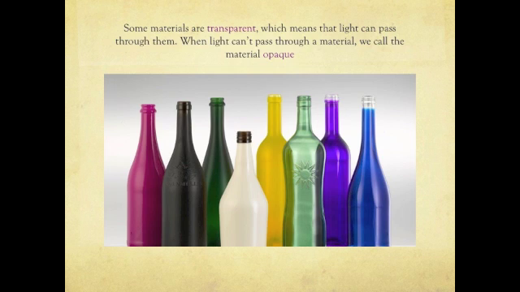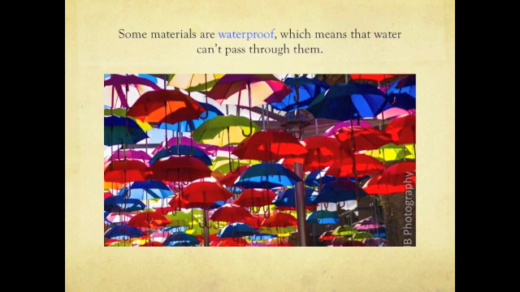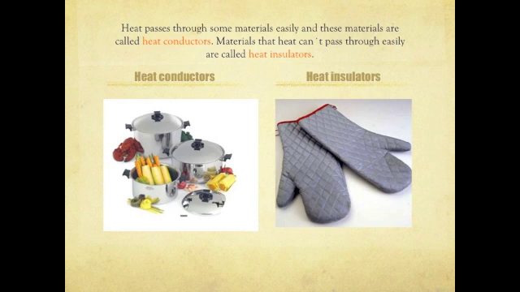Some materials are transparent, which means that light can pass through them. When light can't pass through a material, we call the material opaque. Some materials are waterproof, which means that water can't pass through them. Heat passes through some materials easily, and these materials are called heat conductors. Materials that heat can't pass through easily are called heat insulators.